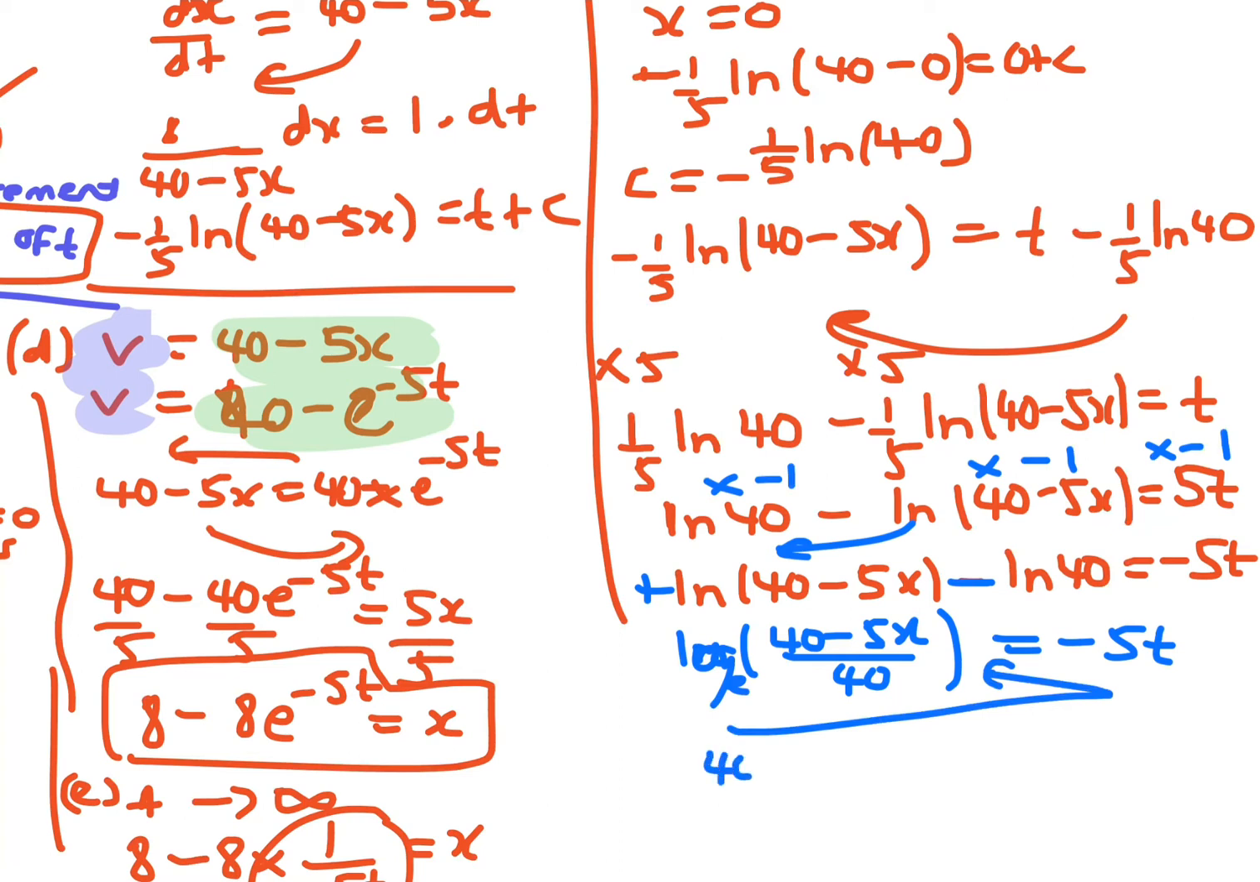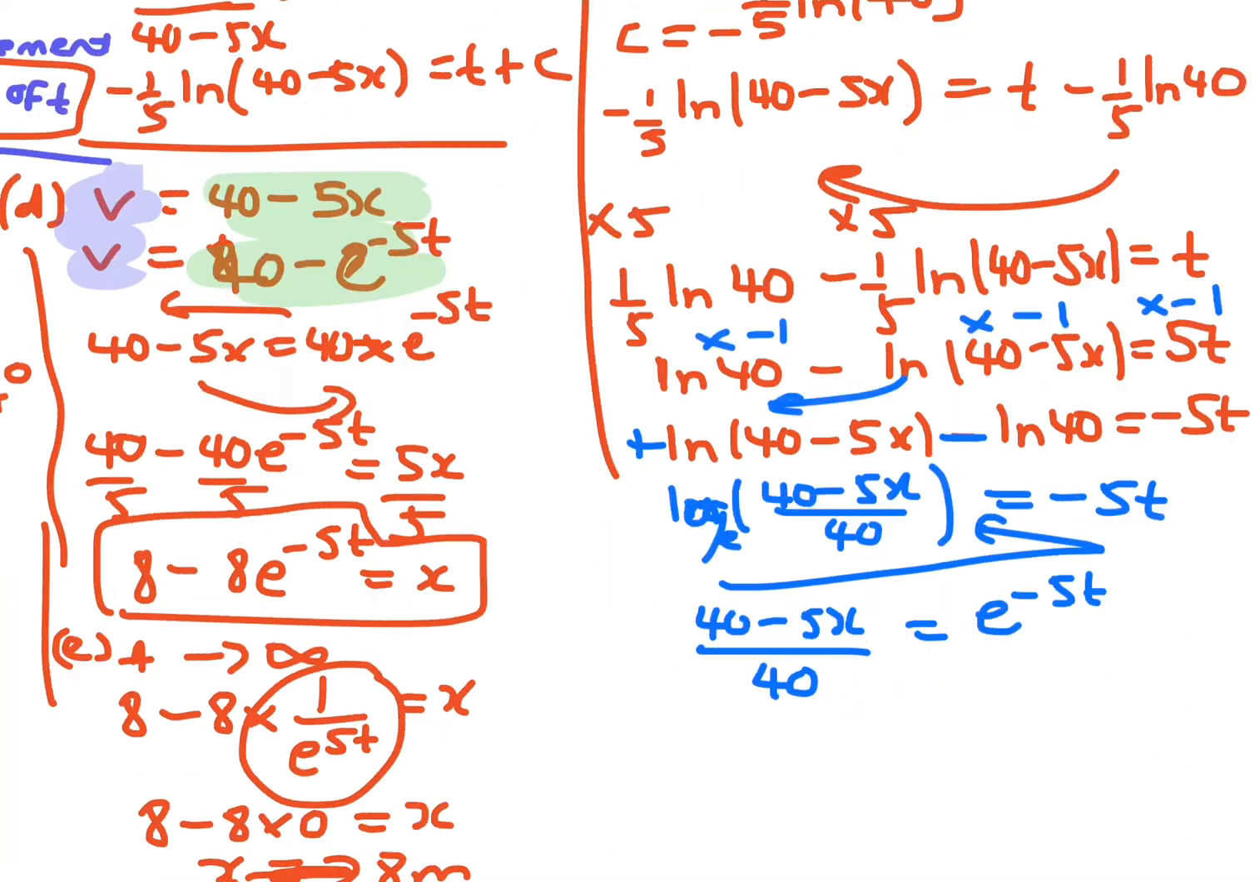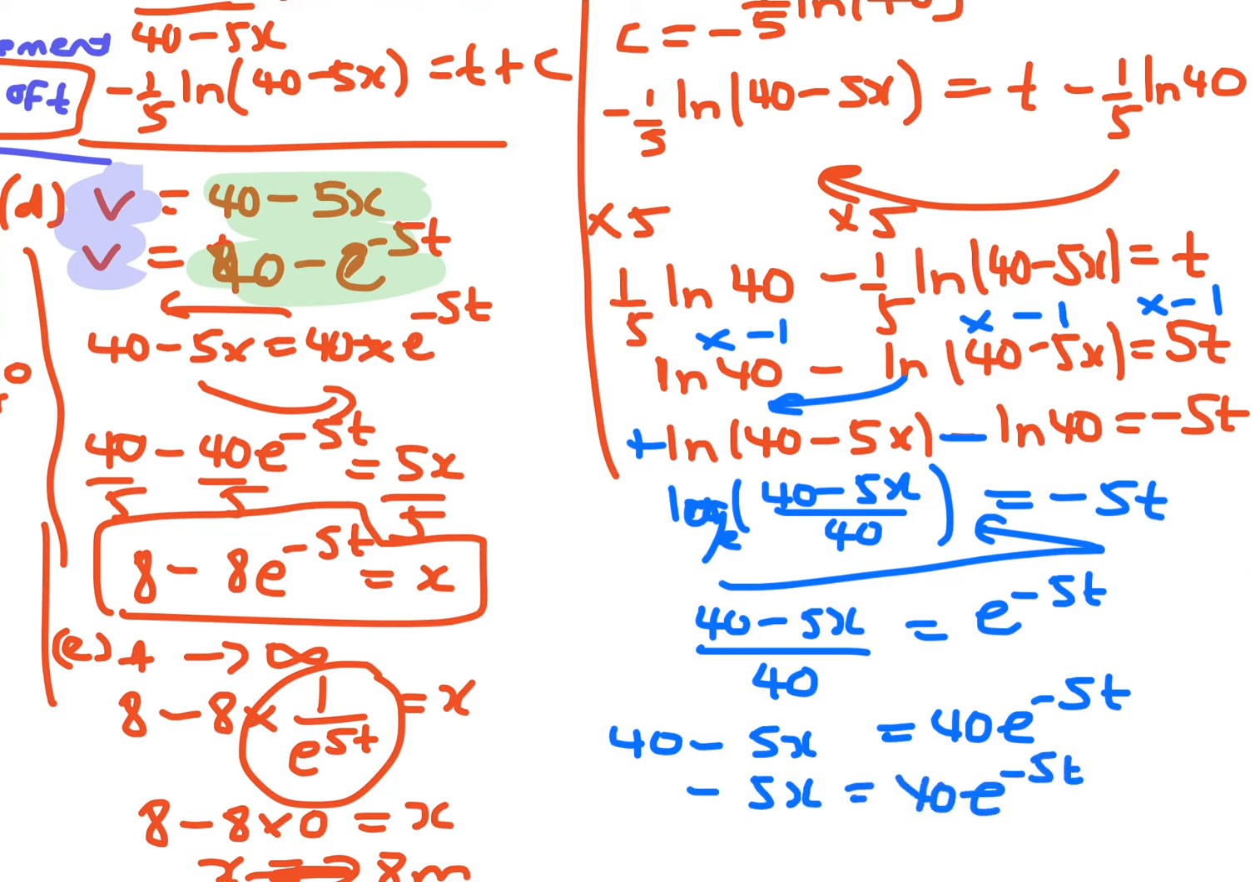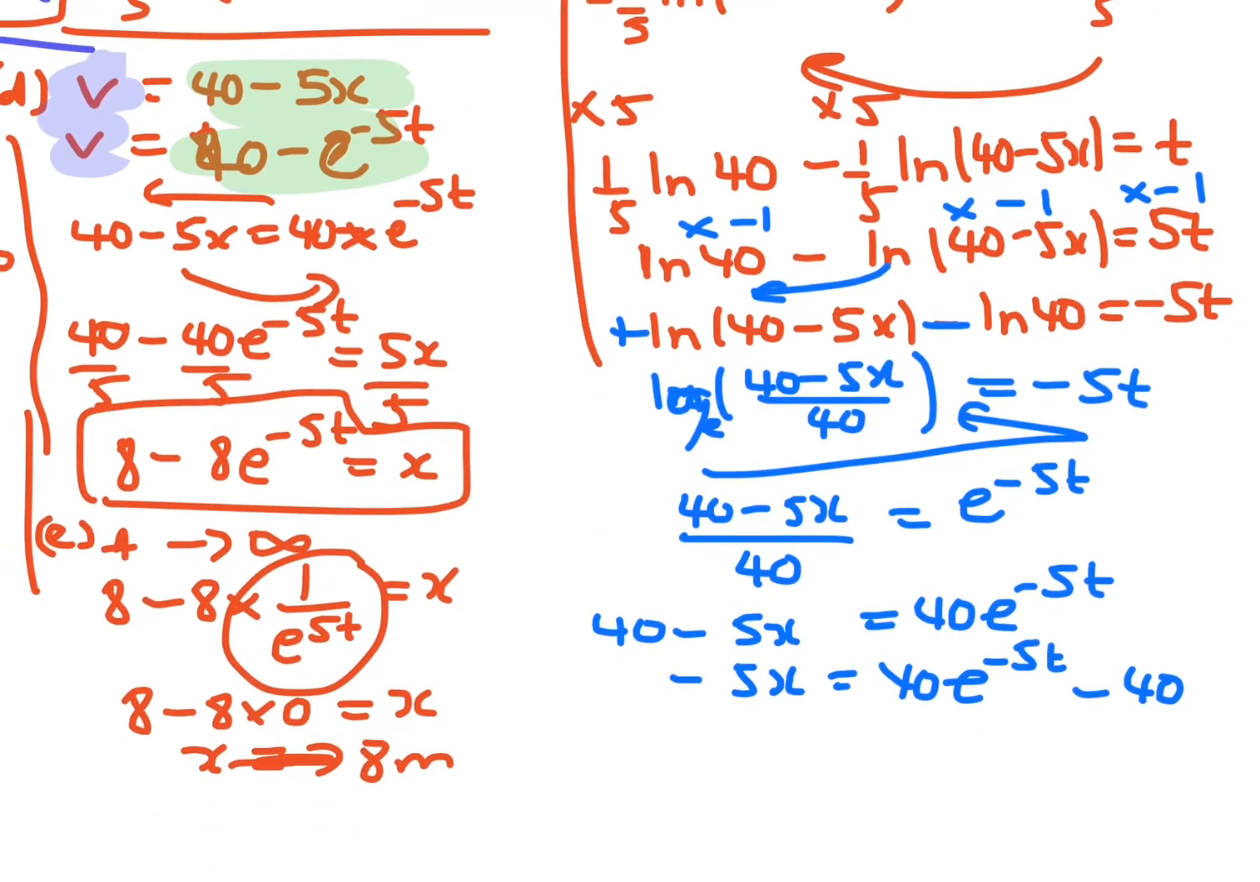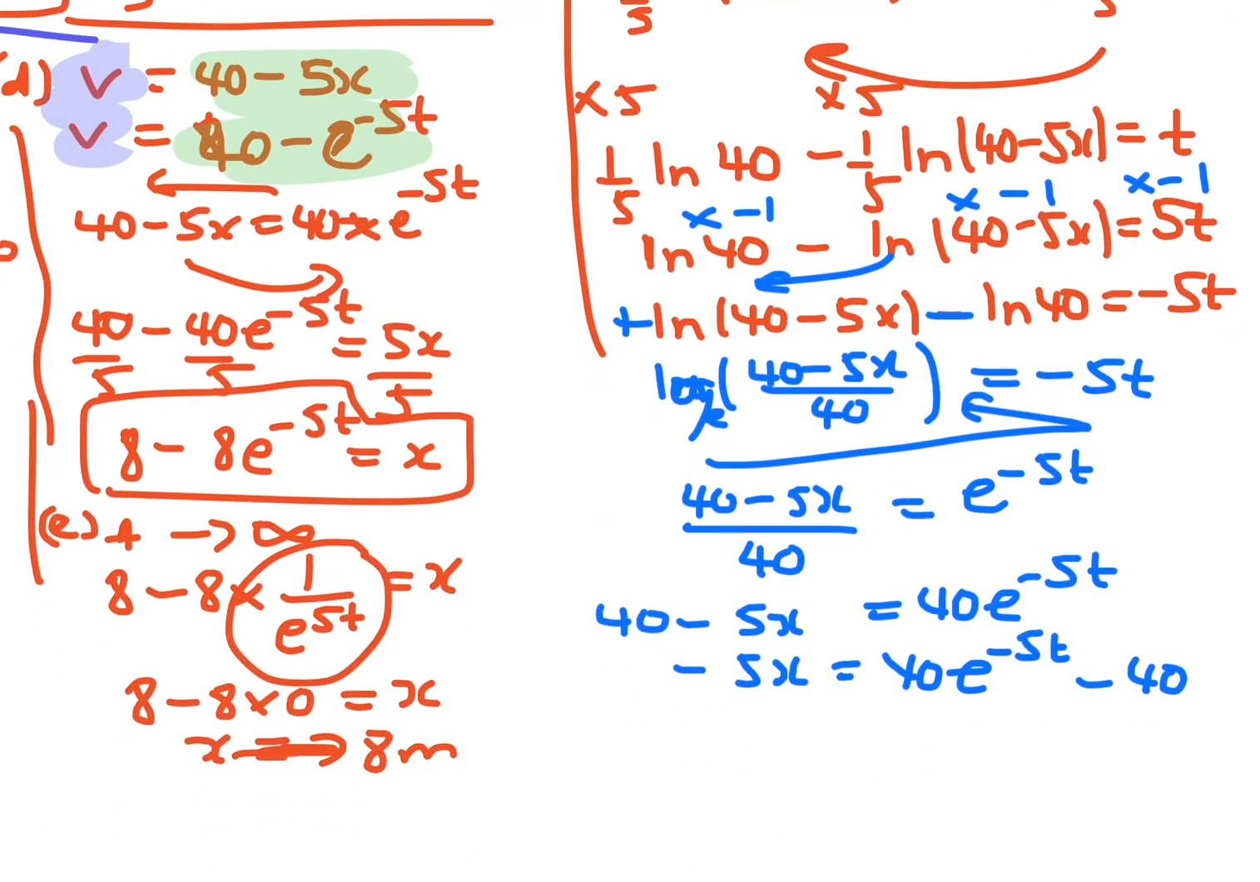So I'm just going to rearrange it using the log rule. So e to the minus 5t equals the 40 minus 5x on 40. So that's e to the minus 5t. And then minus 5x with a 40 there equals 40 e to the minus 5t. Minus 5x equals 40 e to the minus 5t minus 40. You can see it's looking very close to what we got before over here.